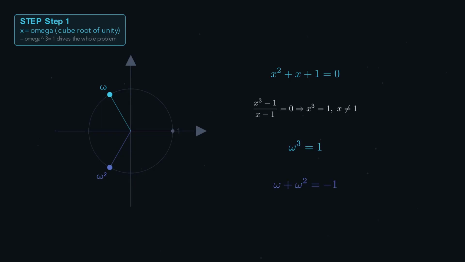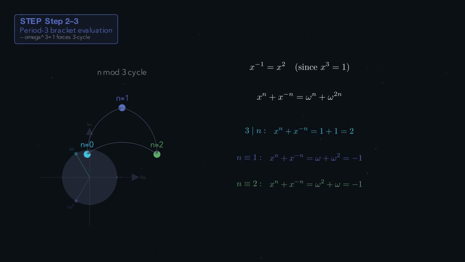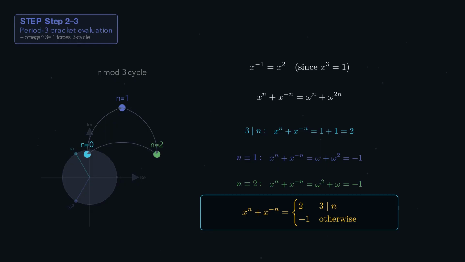The equation x squared plus x plus 1 equals 0 is the cube root of unity equation. Its roots are the primitive cube roots of unity. Call them omega and omega squared. The defining properties are omega cubed equals 1 and omega plus omega squared equals -1. This period 3 structure is everything. Since x is omega, the inverse of x is x squared, because x times x squared equals x cubed equals 1.